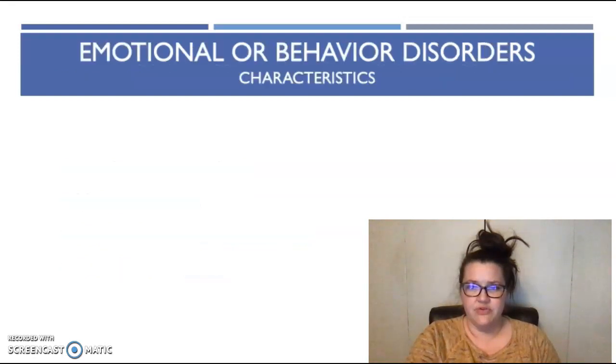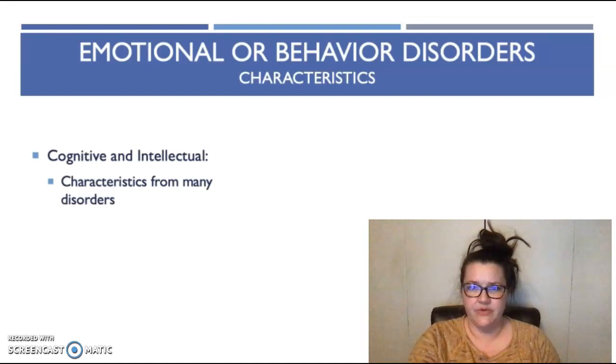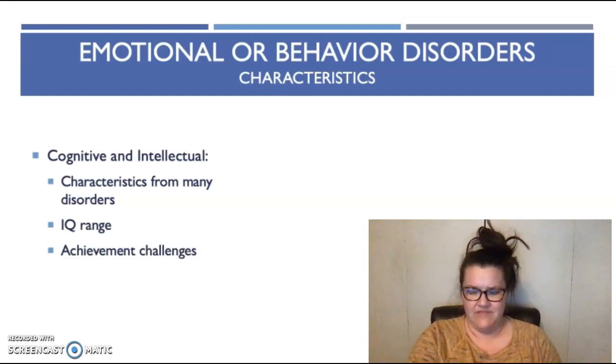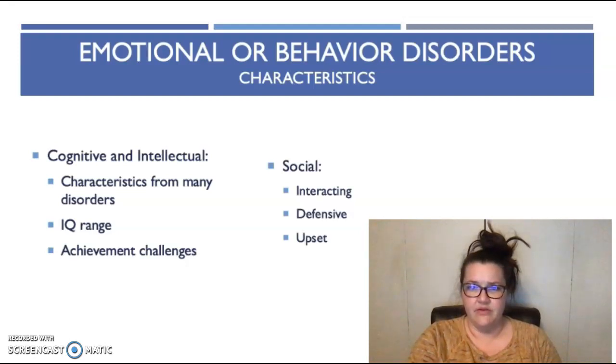For students who have emotional or behavioral disorders, the cognitive and intellectual characteristics are exhibiting characteristics from many different types of disorders. Students may be gifted but also have IQs in the low average range. They have significant challenges related to academic achievement. Socially, these students may have difficulty interacting with others by fighting with them. They are always on the defensive, and they can get very worked up.